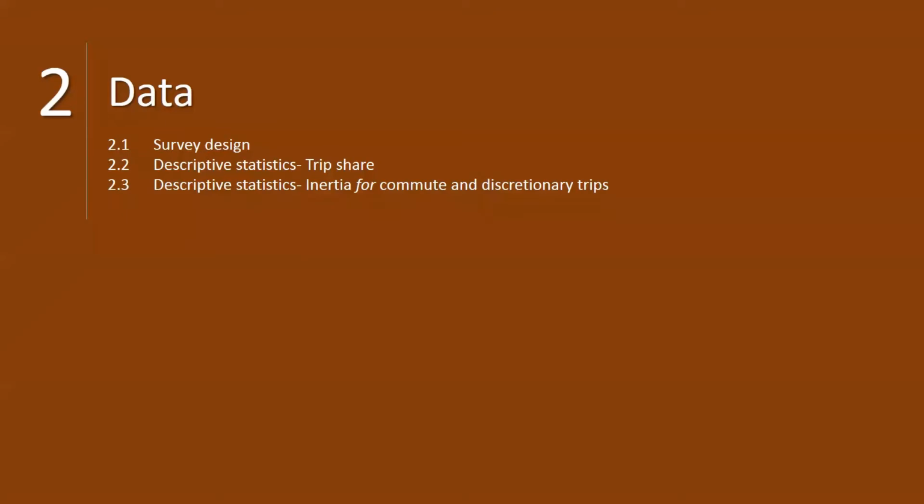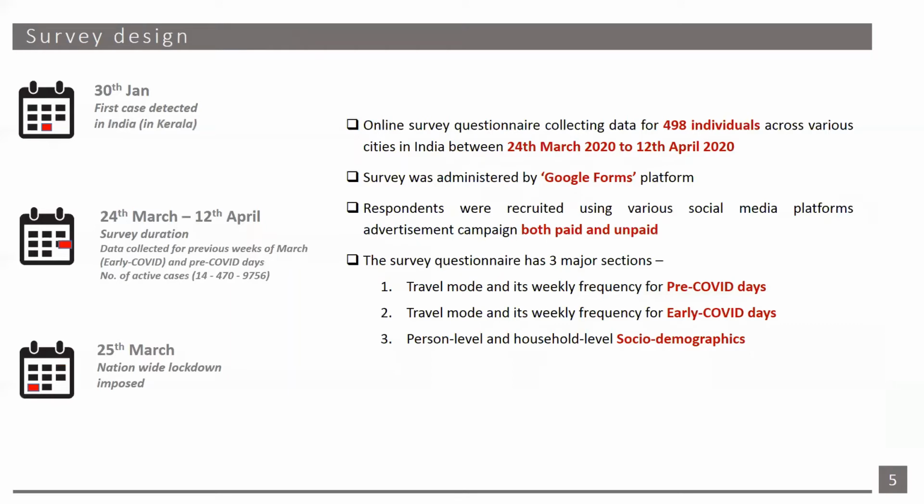The second part of our presentation is about data, which is very interesting and also tricky because we collected the data during COVID-19. So we relied mainly on the Google Forms platform as personal interviews were not possible. We collected the data for a period of almost 3 weeks, spanning from 24th March to 12th April, and collected about 500 individual data points. We also used both unpaid and paid channels to disseminate our survey questionnaire to maintain better representativeness.